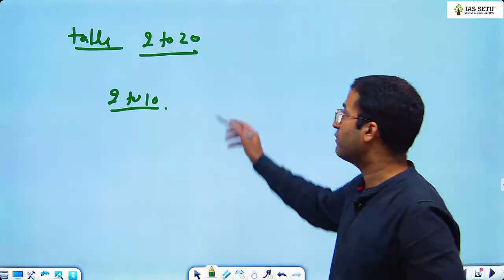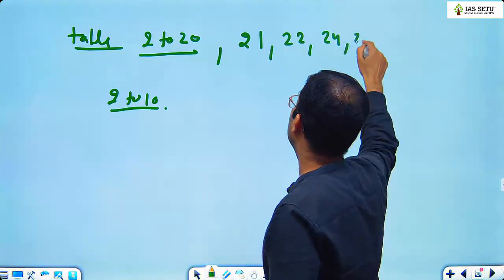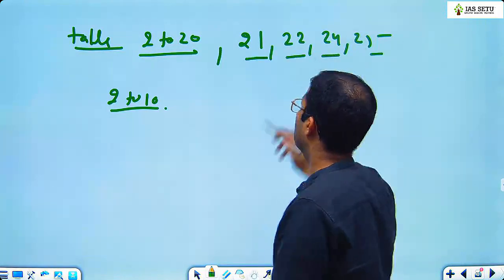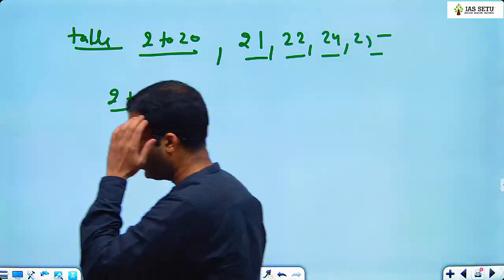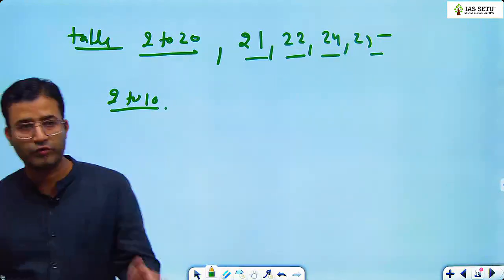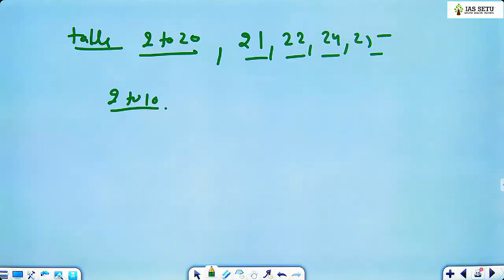You add one more table, tables of 21, 22, 24, 25. Other than this, you have to remember the table of 21, table of 22, table of 24, table of 25. This is your homework.